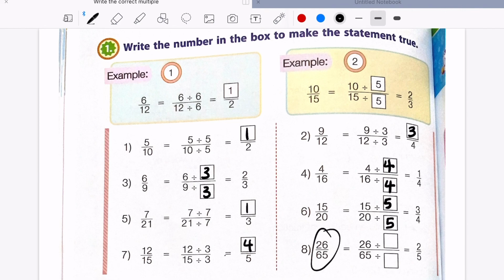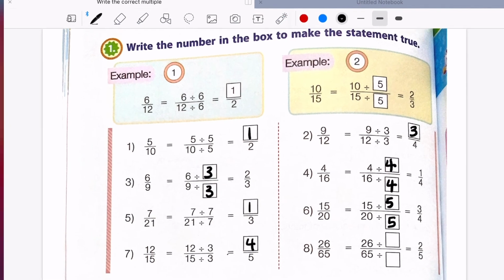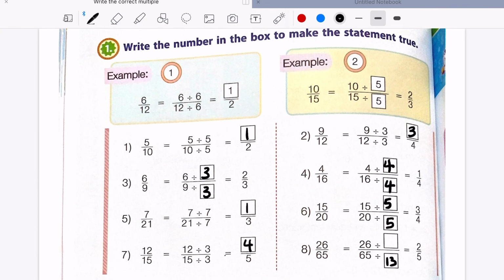So we have 26/65. 26/65 is equal to 2/5. 65 divided by what equals 5? What do we think? We know this. It's 13. 65 divided by 13 equals 5. So 26 divided by 13 as well. So 26 divided by 13 equals 2.